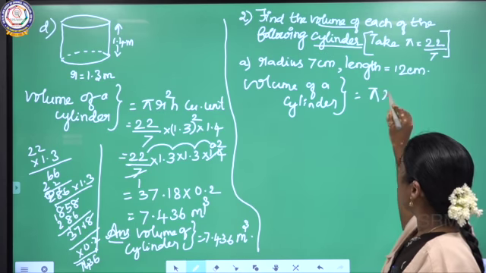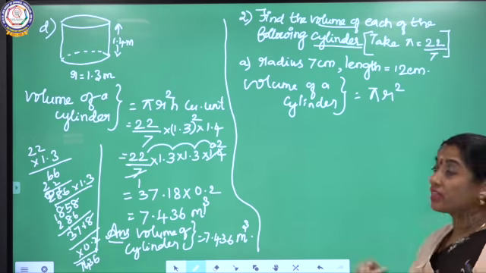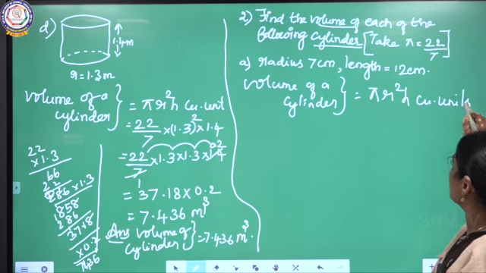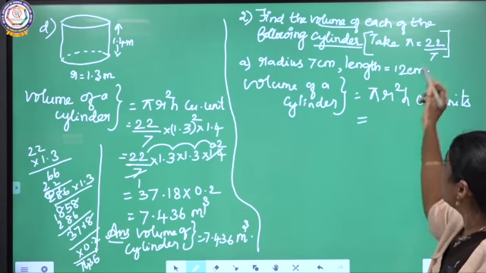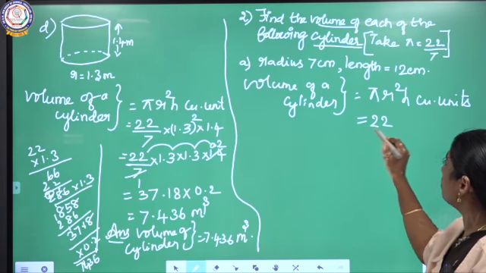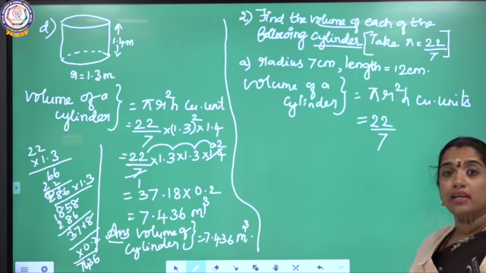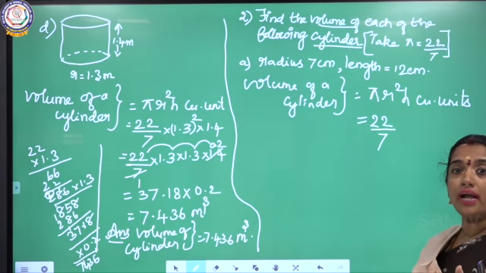Pi r square h cubic units. Is it clear? What is the pi? We have to take 22 by 7. Actually, pi has 3 values. What are they? 3.14. When you divide the fraction, you get the answer in decimal.